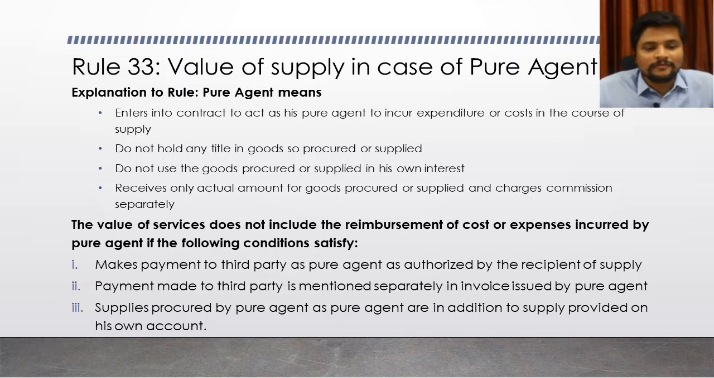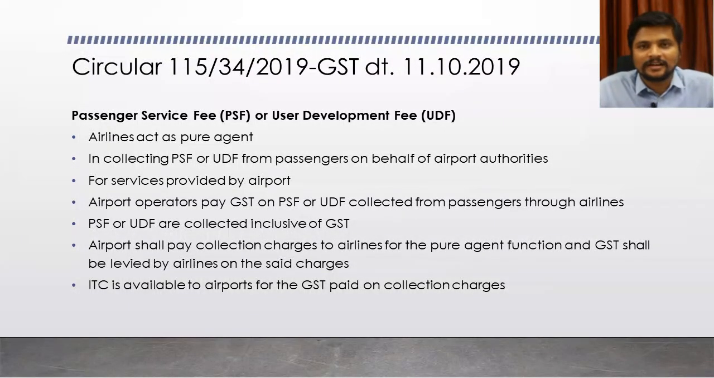Okay, so we have discussed rule 27 to rule 33, and we have also discussed certain circulars under this valuation chapter. There are some more circulars as well. One other circular we have to discuss under this valuation chapter is circular number 115/34/2019, which was issued on 11th October 2019.